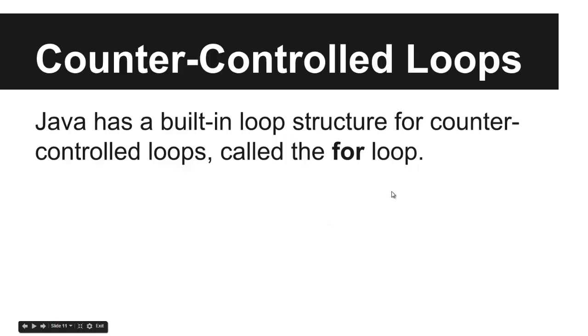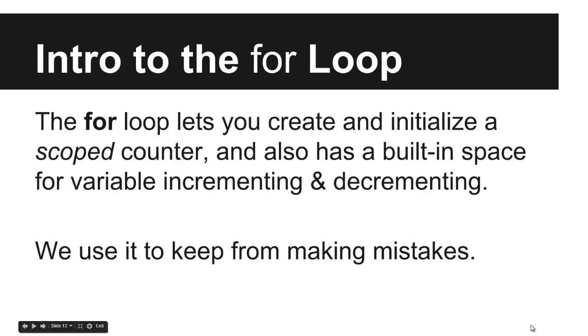Java has a built-in loop structure for counter-controlled loops, and that's called the for loop. The for loop is just for when you know, or when you can figure out, how many times you should go through a certain process.